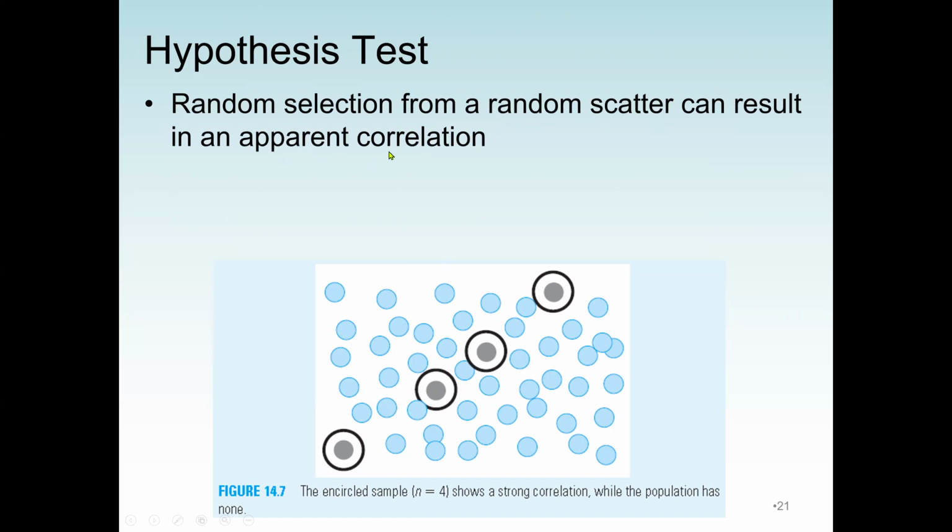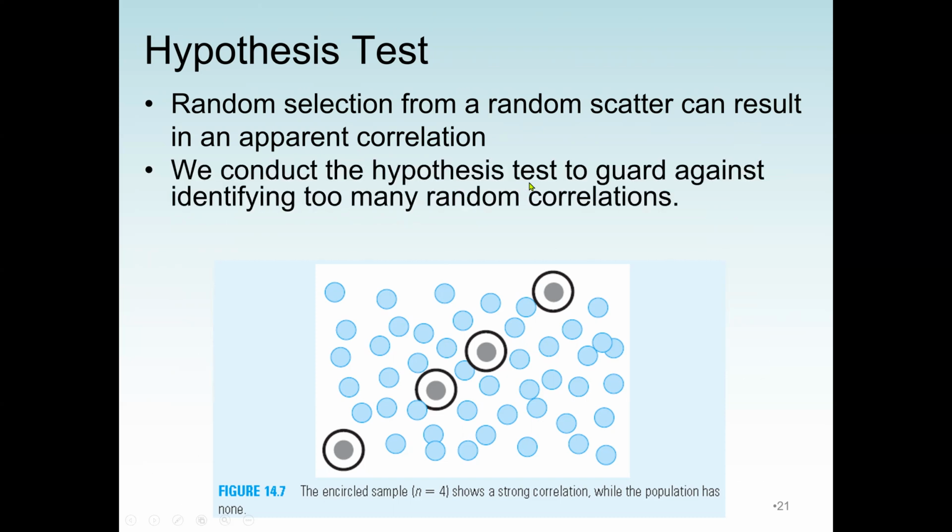Here we say that a random selection from a random scatter can result in an apparent correlation, so we conduct hypothesis testing to guard against identifying too many random correlations. I have a data set here and I want to take a sample. Look, the perfect sample we have: if I took this perfect sample, I'd say, yes, there's a relationship between X and Y. Now, if I take a different sample, let's say the one here, the one here, the one here, these three, I can see there's no good relationship. So because of that, when we take our sample, we can test it and see.